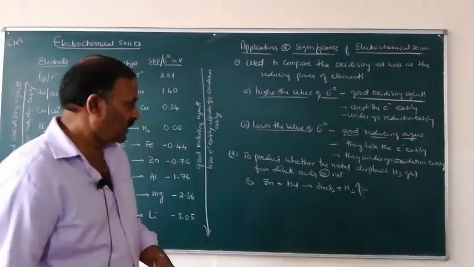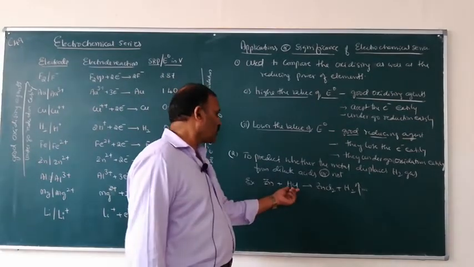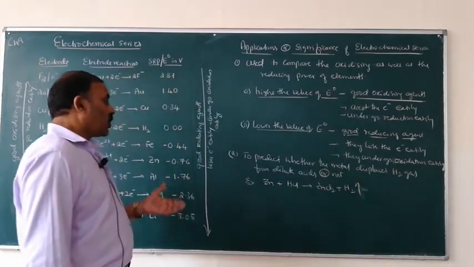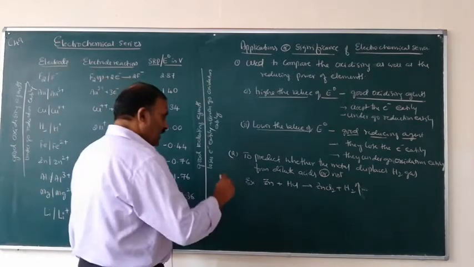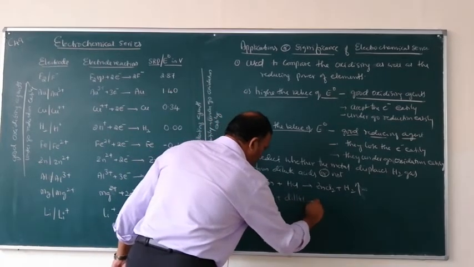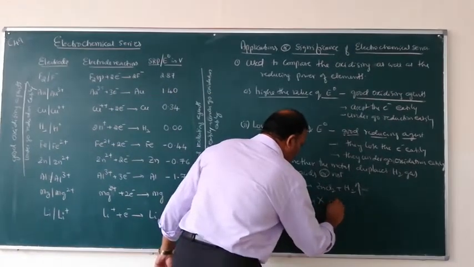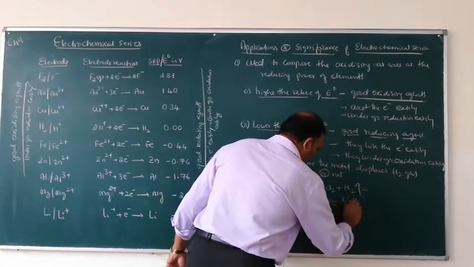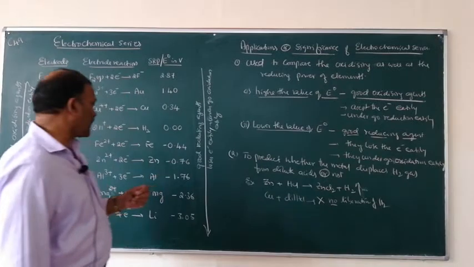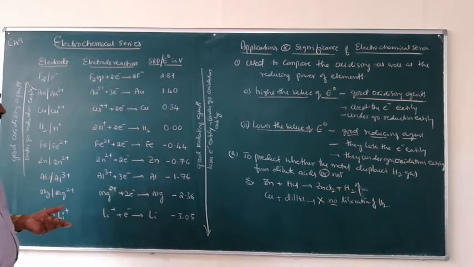So what happens when zinc is added to dilute hydrochloric acid? Hydrogen gas is liberated. On the other hand, if copper is added to dilute HCl, the reaction does not take place. So no liberation of hydrogen. So how to predict whether the metal displaces hydrogen from dilute acids?